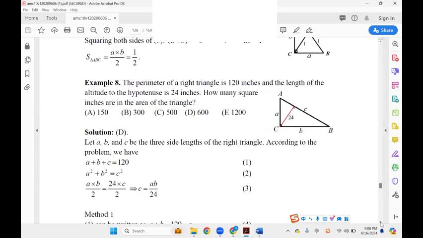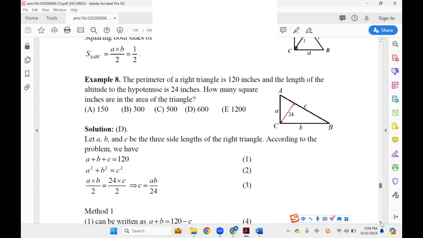Let's look at number 8. Okay, number 8. The perimeter of the right triangle is 120 inches. Okay, so with this triangle, this is 90 degrees, right? And let's assume this is A, this is B, this is C. From the problem, we can see A plus B plus C is 120. And the length of the altitude is this one, which is 24. How many square inches are the area?